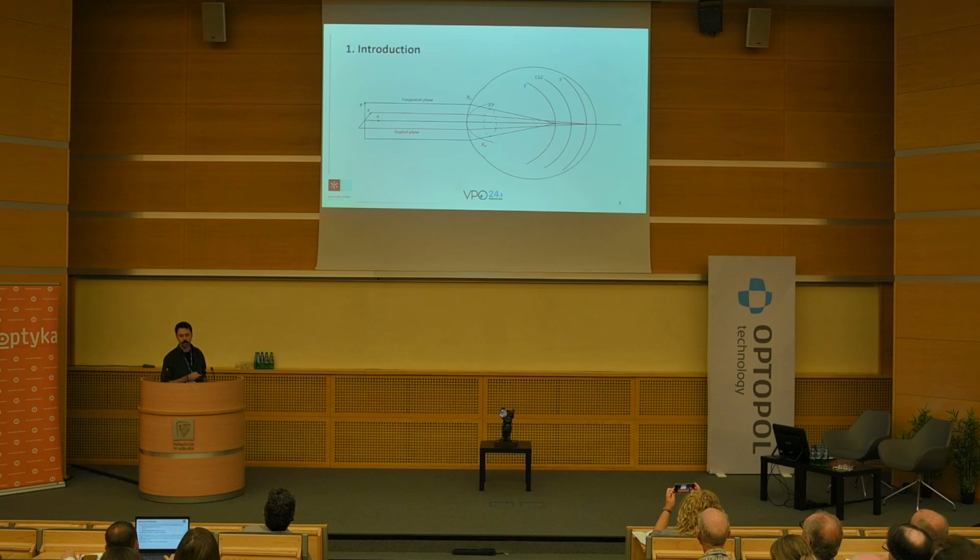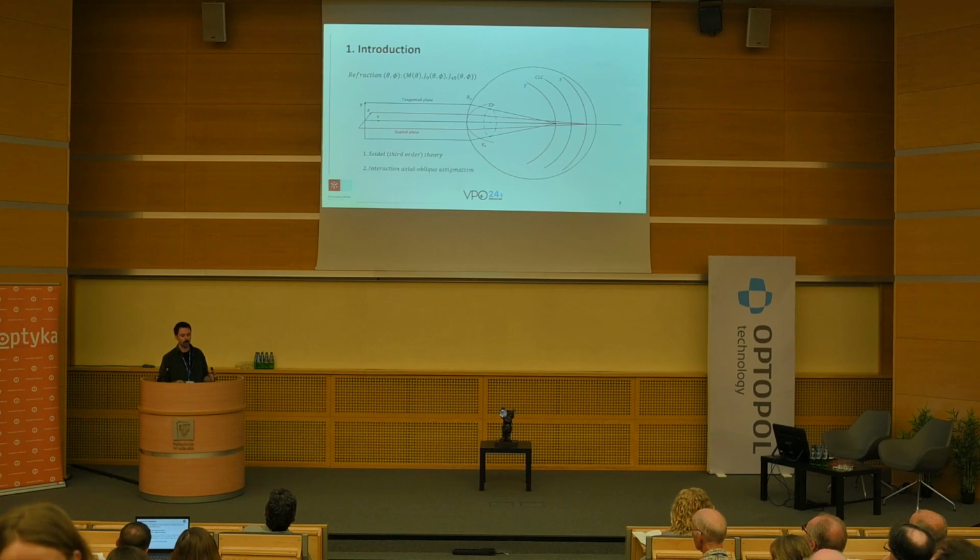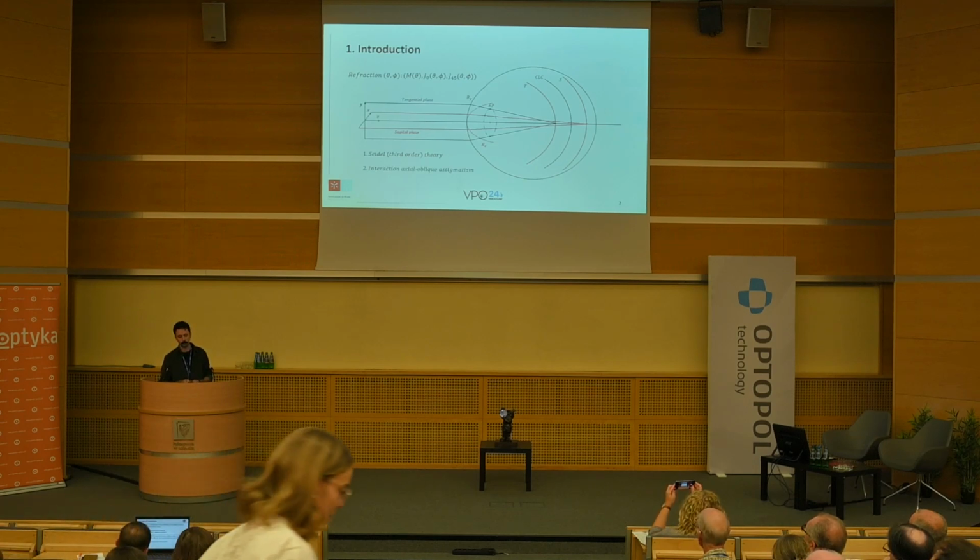We will be reporting the refraction in the exit pupil, and it will be reported with the vector notation using the spherical equivalent and the cross cylinders at 0 and 45 degrees, being these angles the field angle and the meridional angle. And as I said, it will be supported by, first of all, the Seidel theory and also the concept of interaction between the axial and the oblique astigmatism.